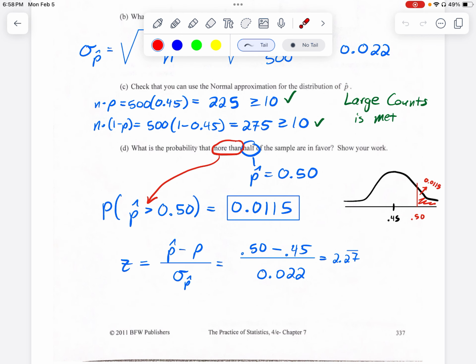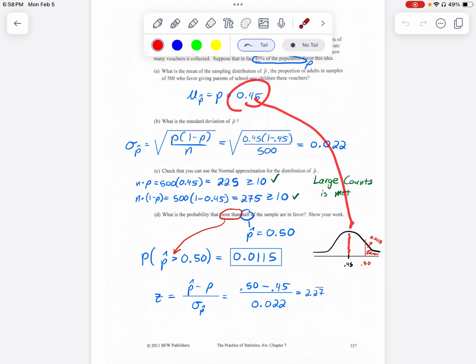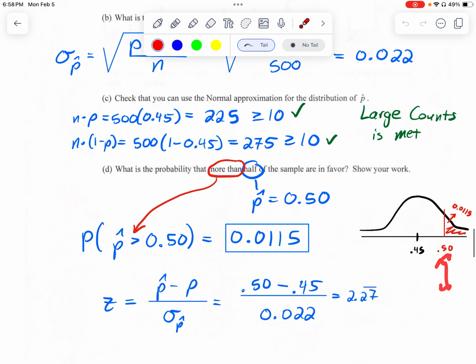D, probability that more than half of the sample is in favor of the voucher system. That's kind of a subtle way of just telling you that the result of the sample is 50% or greater. So again, it's going to be centered at 45 because that's what I had from up here. What's the probability, though, that you get a sample of 50% or greater? So I have shaded over here to the right side because that would be 50% or greater. So I want to find the probability of getting a p hat. Remember, p hat is your sample result above 50%.